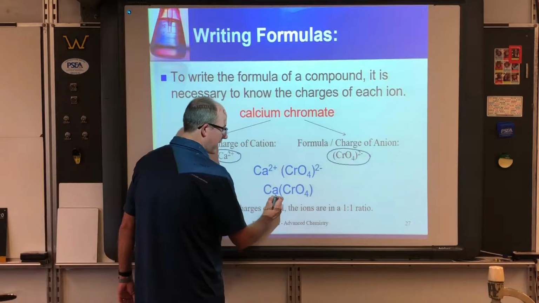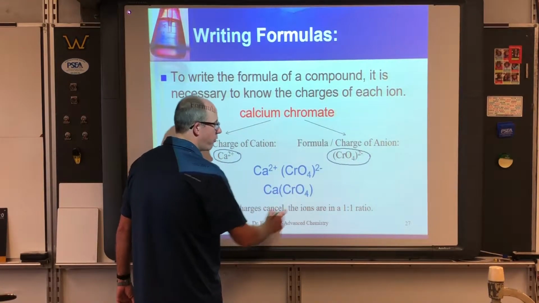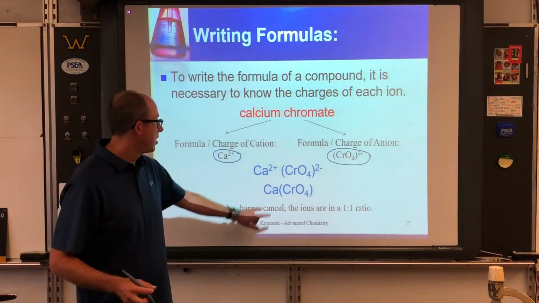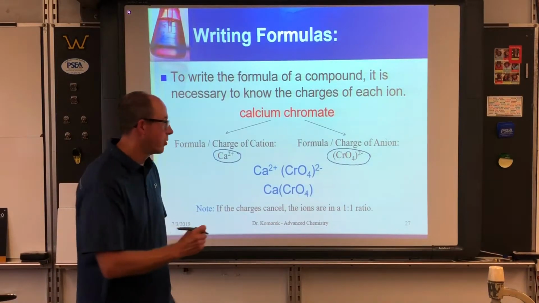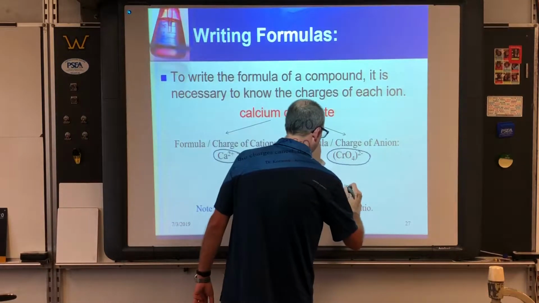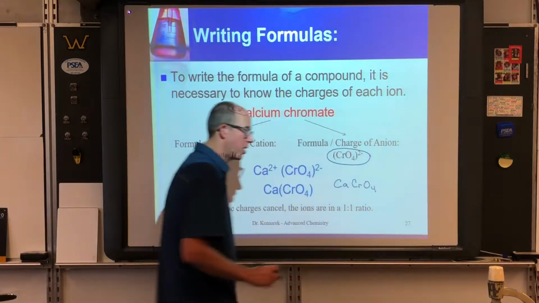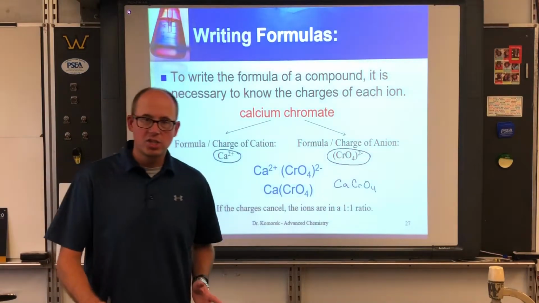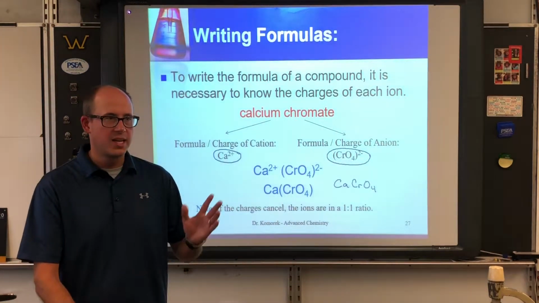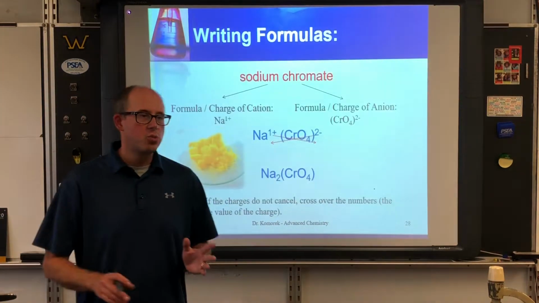So my formula, calcium chromate, CaCrO4, and since there's only one of each, these parentheses aren't needed. So we can rewrite this as CaCrO4 without the parentheses. Now, because the charges cancel, this is a 1-to-1 ratio, meaning you have one of each ion. The charges won't always cancel.